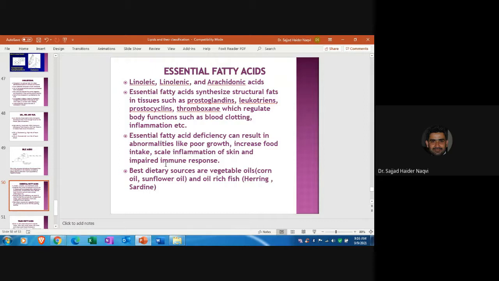So if there is a deficiency of essential fatty acids in your body, as I said, you cannot synthesize them. That's why a deficiency of essential fatty acids results in a deficiency of these molecules which I mentioned. And that's how it results in poor growth and a couple of other clinical conditions, impaired immune response, etc. The best dietary sources of the essential fatty acids are vegetable oil and other sources.